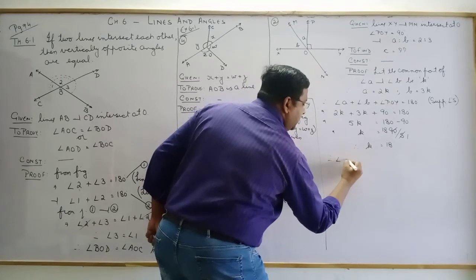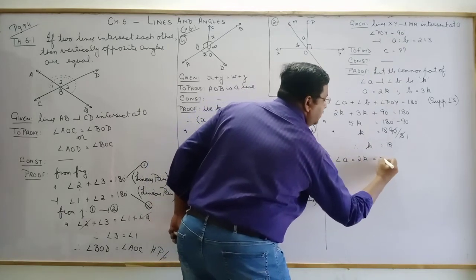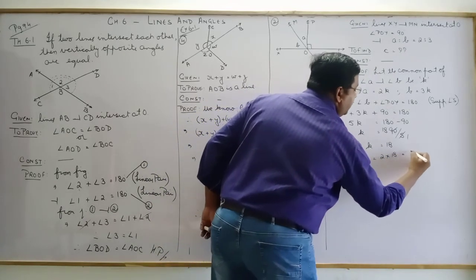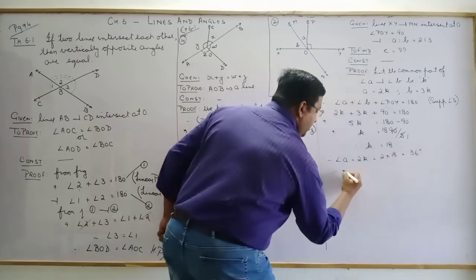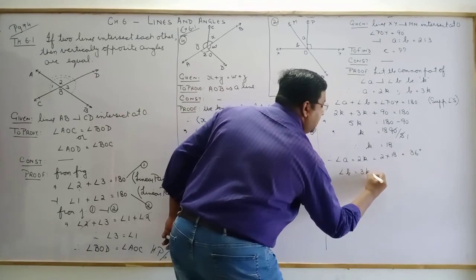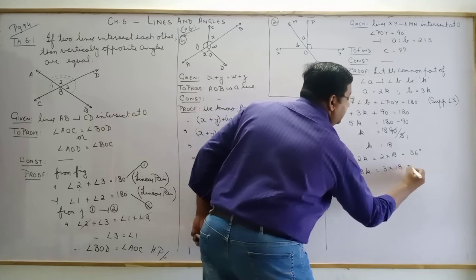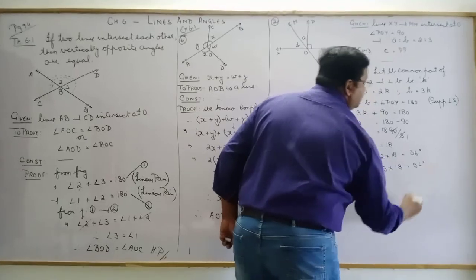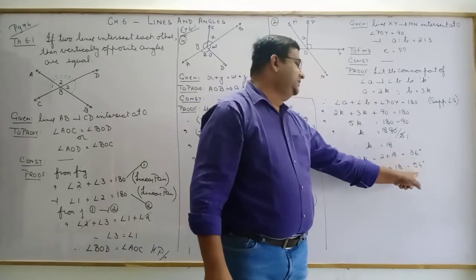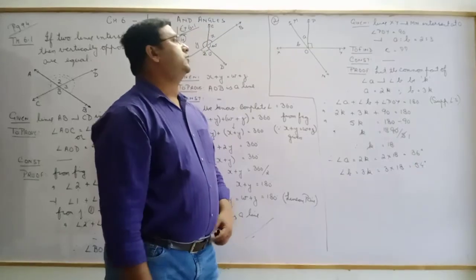So can I find the two angles A and B? Angle A is equal to 2K, so 2 into 18, 18 2s are 36. Angle B is equal to 3K, 3 into 18, 18 3s are 54. Check it out. 54 plus 36 is giving 90. Now he was talking about angle C.